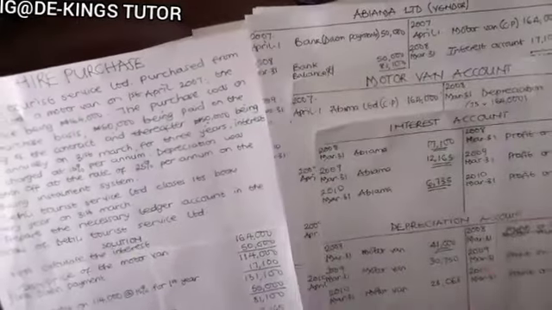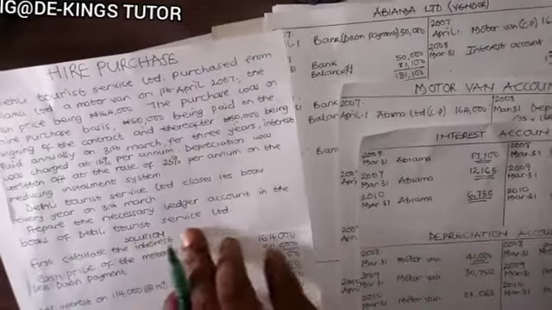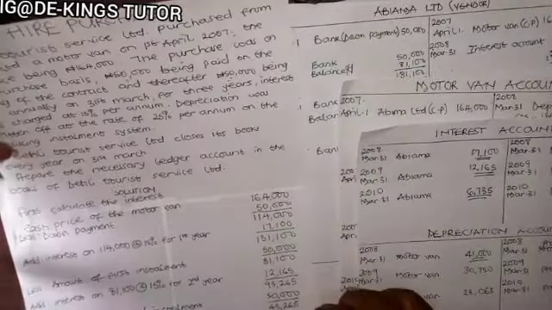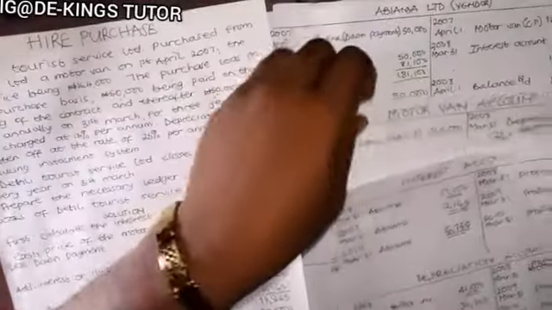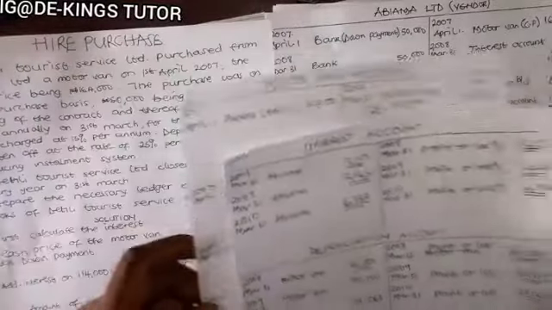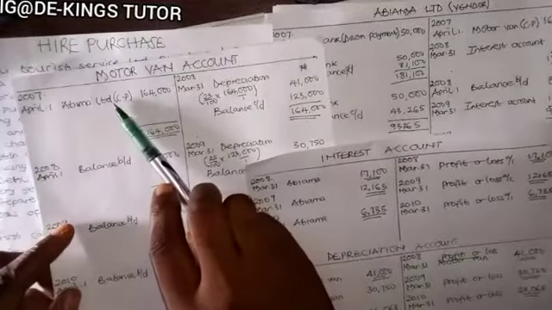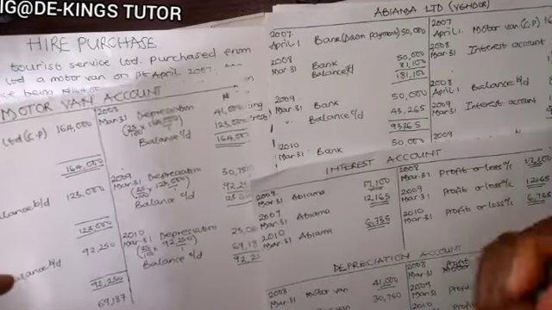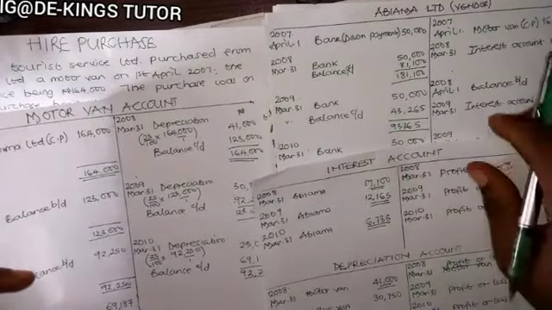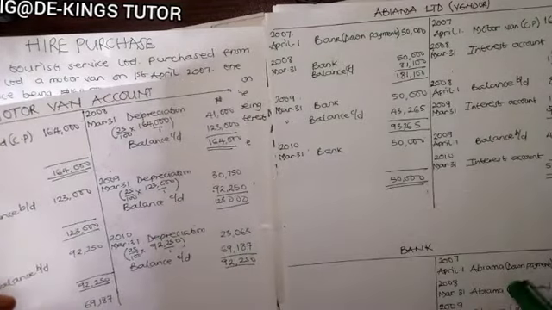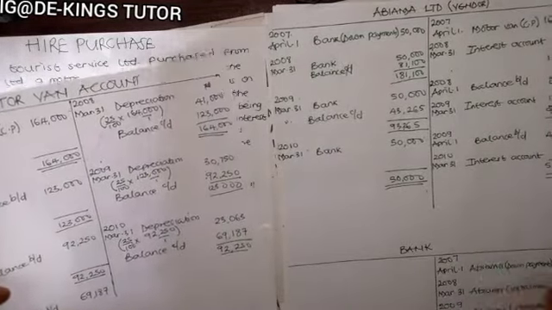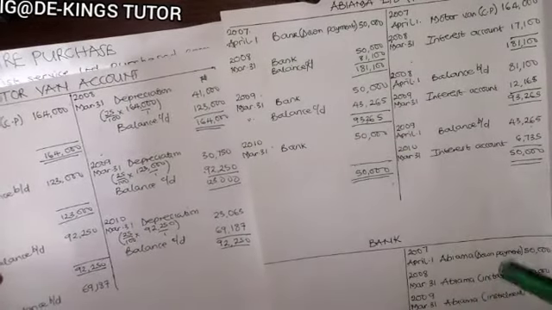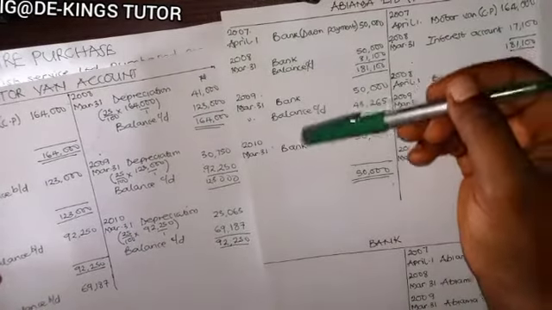Okay. So the question said we should prepare the necessary ledger. We calculated the interest first, after which we posted the cash price, debited the motor van account, created the ledger, where after the first installment deposit was paid, we credited this down payment and debited this. The installment, we credited all this and debited this.